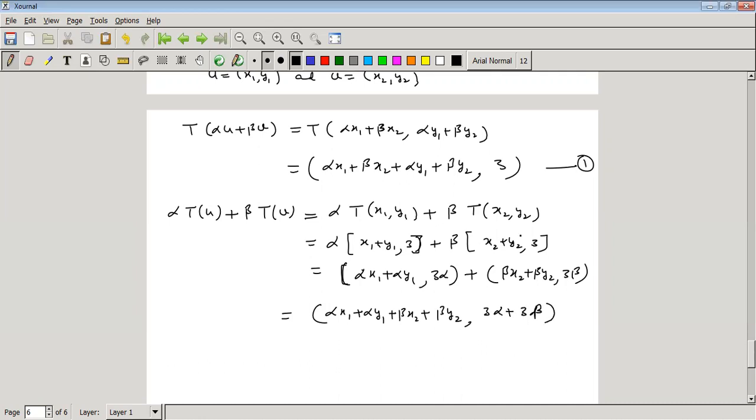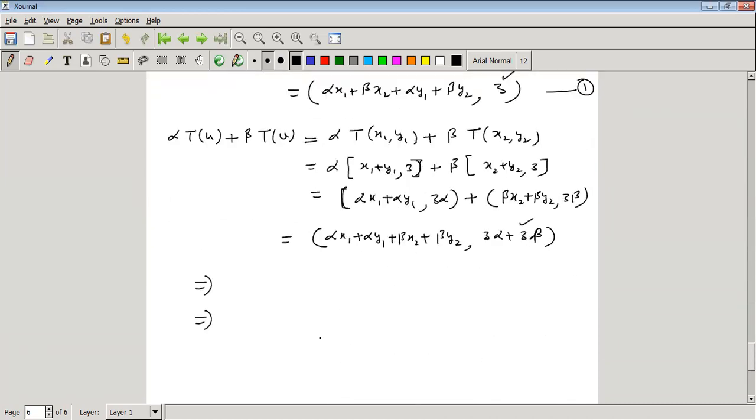So here the second is 3, but here the second coordinate is 3 alpha plus 3 beta. So this implies that T of alpha u plus beta v is not equal to alpha times T of u plus beta times T of v.